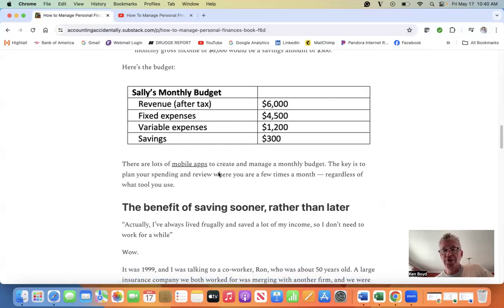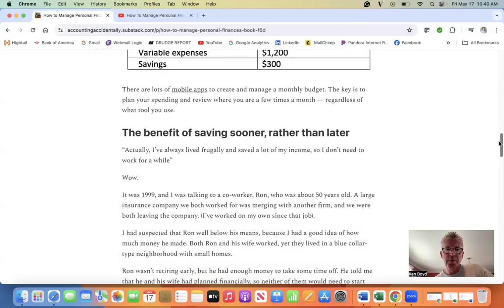There's lots of mobile apps to create and manage a monthly budget. There's a link here where you can go in and read some reviews. The key is to plan your spending and review where you are a few times a month. Don't just do it at the end of the month, regardless of how you do it, whether you use an app, an Excel spreadsheet, or you simply write it down.